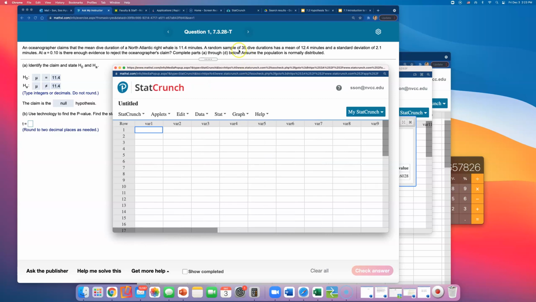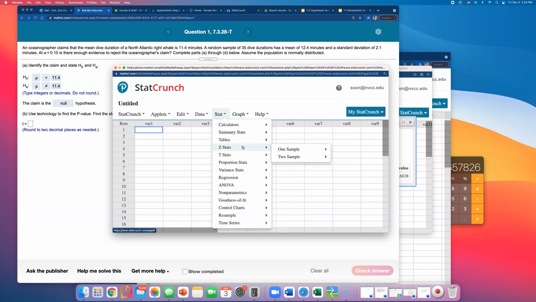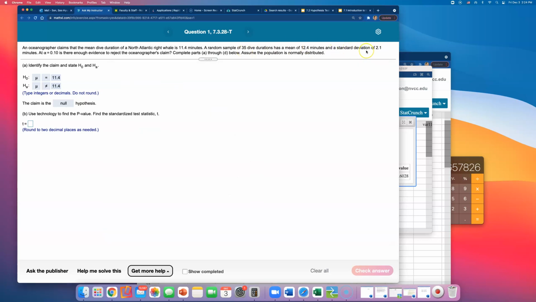Let's read it. A random sample of 35 dive durations has a mean of 12.4 minutes and a standard deviation of 2.1 minutes. It really depends on whether you have population standard deviation. If you have population standard deviation, you go with z-stat. If you do not, you go with t-stat when you are estimating or testing a claim about mean. These are the only two options. But some people may think that they have population standard deviation of 2.1, but that's not true. This is the sample standard deviation.